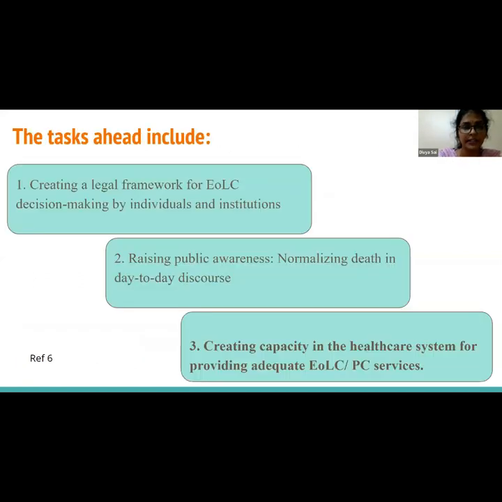So the tasks ahead included creating a legal framework for end-of-life care decision-making, both by individuals as well as institutions, raising public awareness and normalizing death in day-to-day discourse, and creating capacity in the healthcare system for providing adequate end-of-life care or palliative care services.